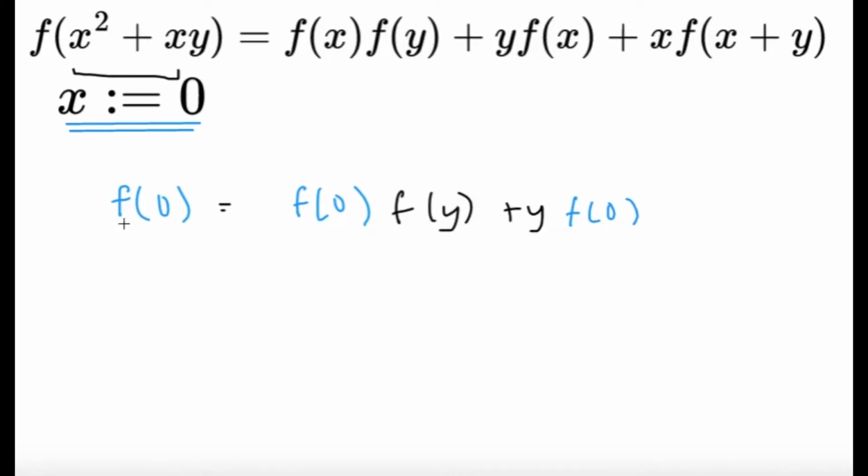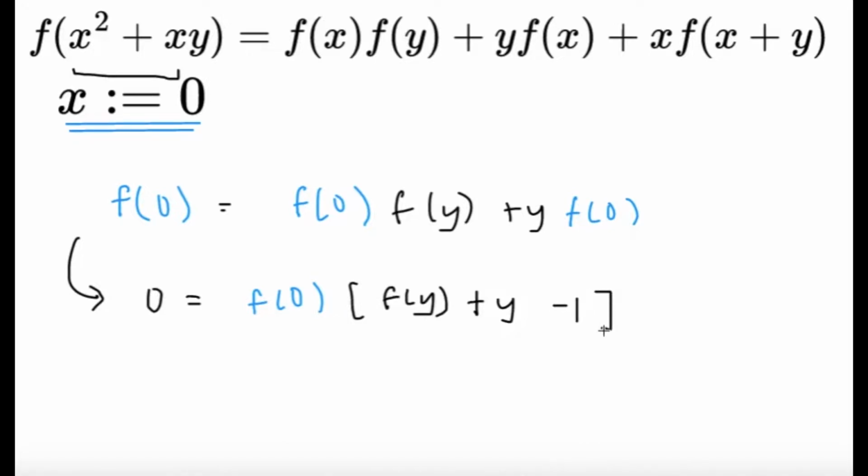So we can rearrange the terms here, and since each term has a common factor of f of 0, we can actually factor it out. Arranging the terms, it can be factored like this. So since the left hand side is 0, we have 2 cases. First case, f of 0 is 0.